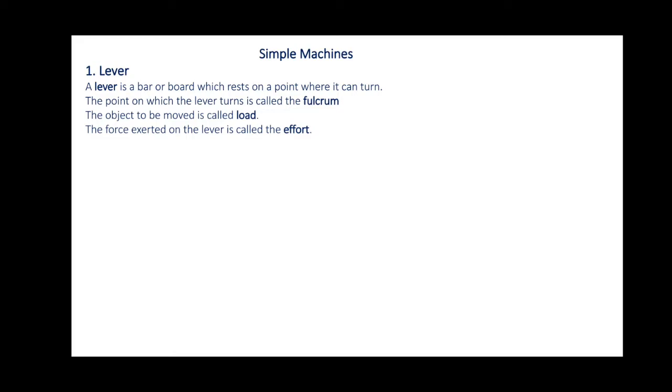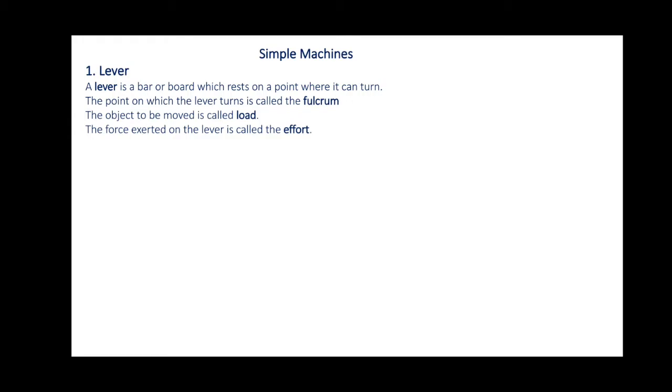Now, what is a lever, what is its function, and what kind of thing is this? In today's class, we will discuss all these questions. So, a lever is a bar or board which rests on a point where it can turn. The point on which the lever turns is called the fulcrum. The object to be moved is called the load. The force exerted on the lever is called effort. Exerted means applied. So the force applied on the lever is called the effort.